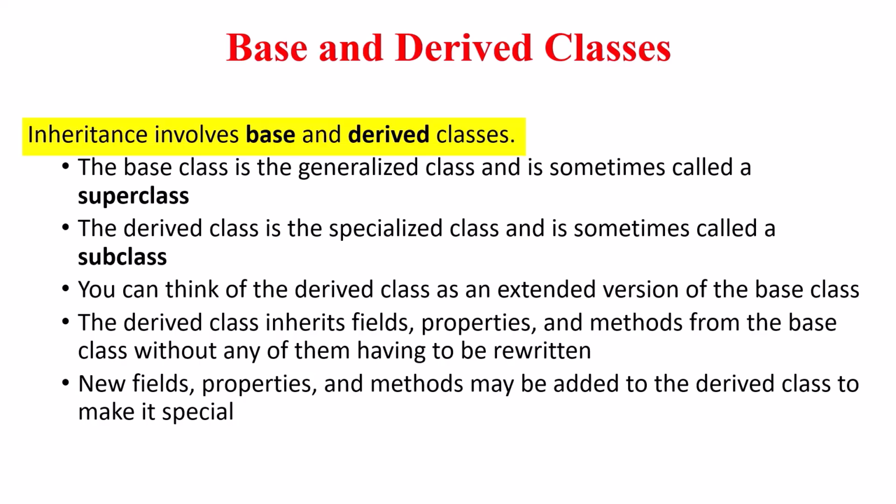Now, what are we doing with all this? Well, inheritance involves base and derived classes. A base class is the generalized class and is sometimes called a superclass. The derived class is a specialized class sometimes called a subclass. You could think of the derived class as an extended version of the base class. The derived class inherits fields, properties, and methods from the base class without any of them having to be rewritten. So whatever is in the base class gets put into the derived class. You don't have to do any more work with that. You can add your specialized pieces. New fields, properties, and methods may be added to the derived class to make it special.